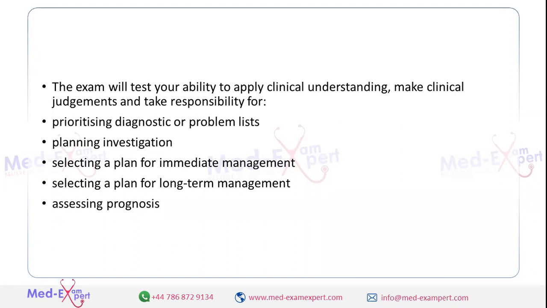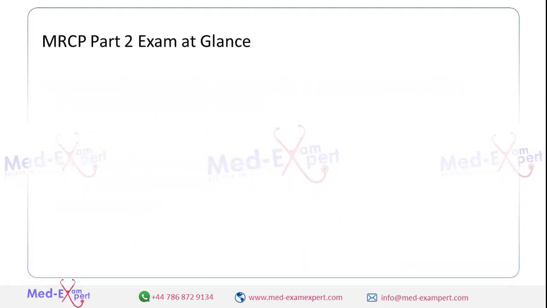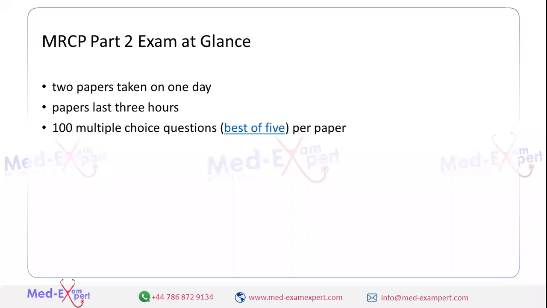So basically the topics remain the same, but you're going to go a little more in depth in terms of management. Again, in the Part 2 exam there are 2 papers, a 3-hour session in the morning and a 3-hour session in the afternoon. Each session has 100 multiple choice questions. The difference is that it includes images. Images could be of ECG, chest X-ray, abdominal X-ray, endoscopy, echocardiogram, or dermatological lesions. These are a few of the images you will come across.